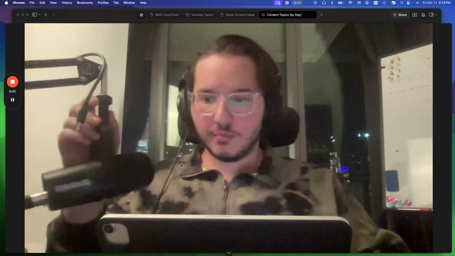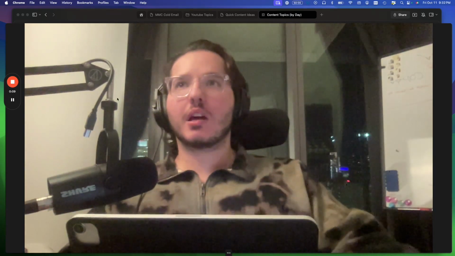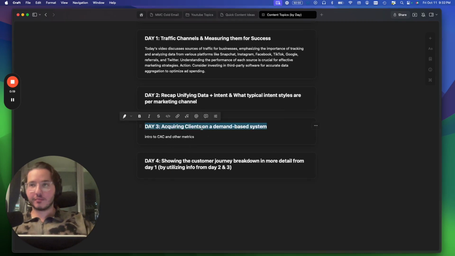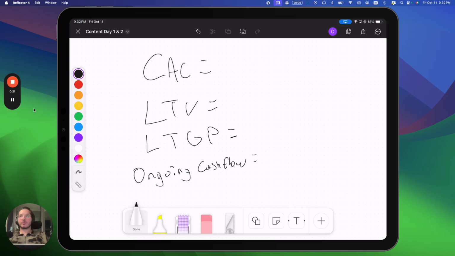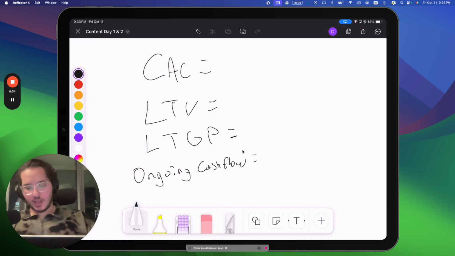Hello. Today is day 3, and I want to talk about 4 different metrics and numbers that I think are extremely important in terms of scaling and creating a demand-based system for acquiring clients. Okay, let's dive into it. I want to talk about cost of acquisition, lifetime value, lifetime gross profit, and just ongoing cash flow.